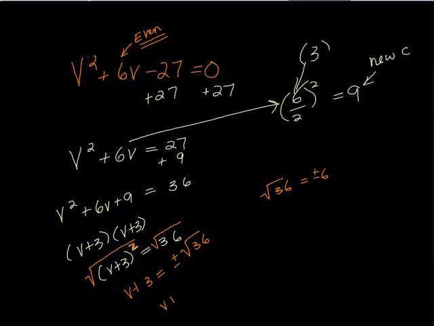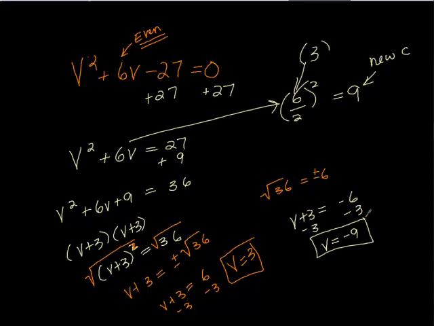So we have v plus 3 equals 6. Subtract 3 from both sides, and we get v is equal to 3 is one solution. We'll do it the other way. Now we'll do the negative 6, and that will give us v plus 3 equals negative 6. We already used the positive 6. Subtract 3 from both sides, and we'll get v is equal to negative 9. Those are our two solutions.